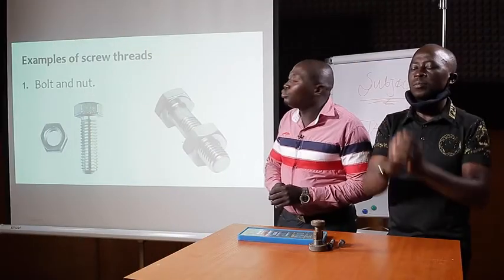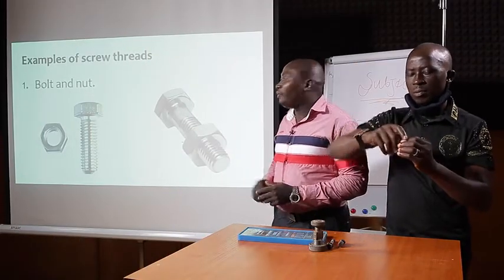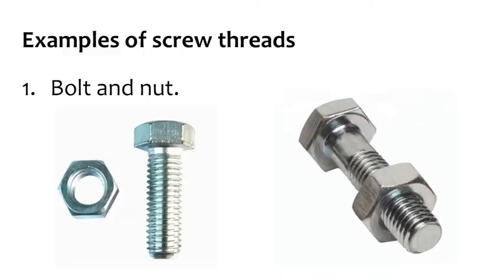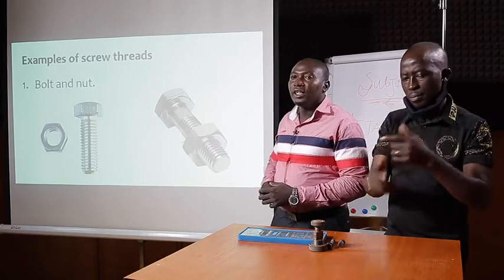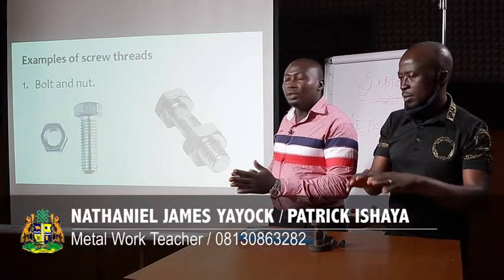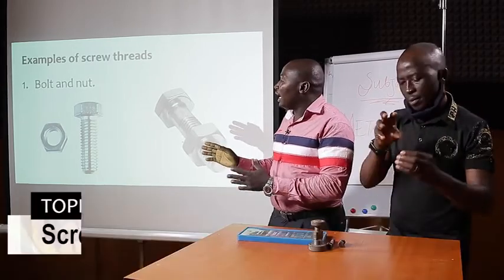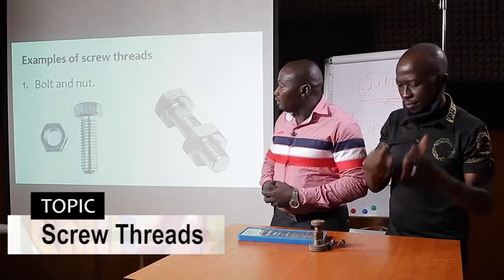An example of a screw thread is the bolt and nut, which is the basis of our lesson today. The bolt and nut are displayed on the board.